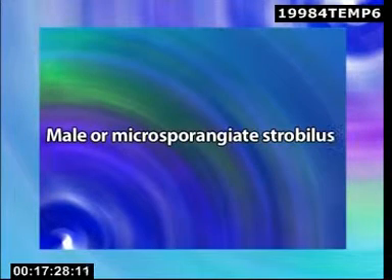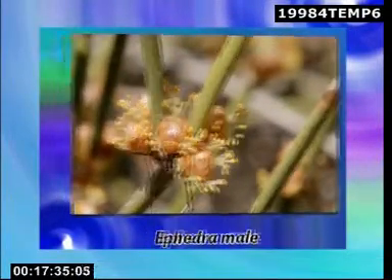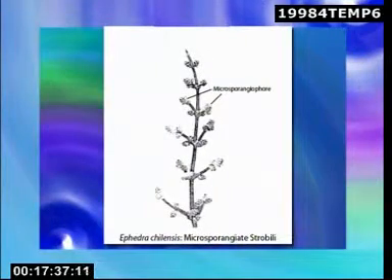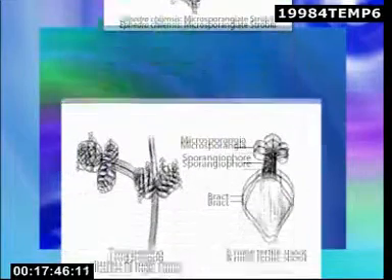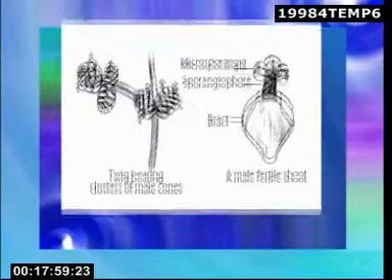Now, male or microsporangiate strobilus. The male strobilus arises in the axils of scale leaf present at each node of fertile branches of the male plant. These arise in whorls and their number at the node depends upon the number of scale leaves. The male strobilus consists of a central axis that bears 2 to 8 pairs of opposite decussate bracts. The lower 1 to 2 pairs of these bracts are sterile, whereas the upper ones are fertile.